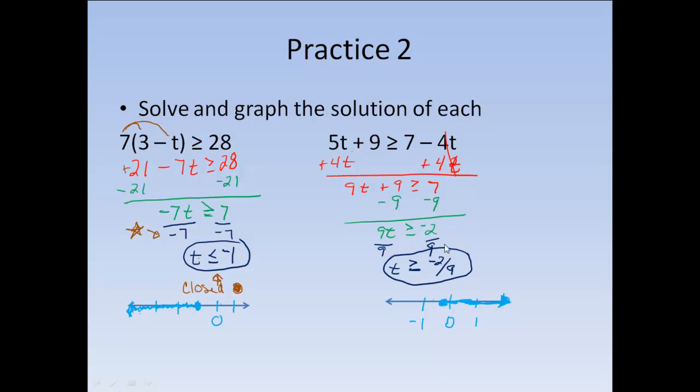Divide by the 9, and here I divided by a positive, so I do not switch the sign. So this one is t is greater than or equal to negative 2/9. And again on this one I'm going to have a closed circle because it has the equal to portion with it. And then since I want t to be bigger than my cutoff point there, I need to go to the right where the bigger values are.